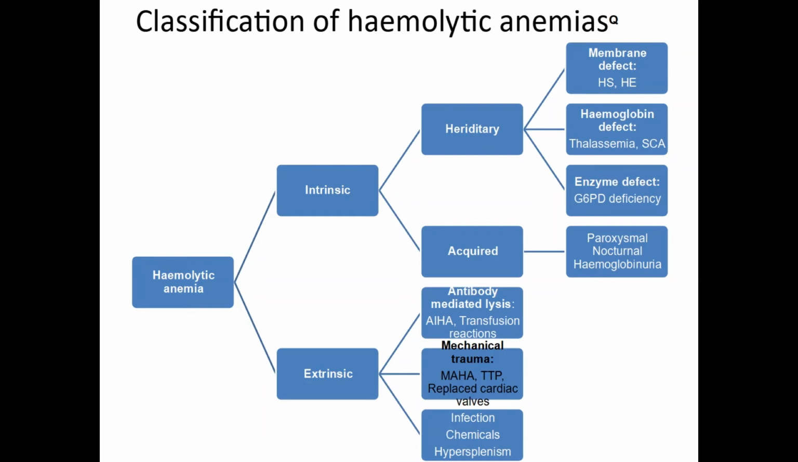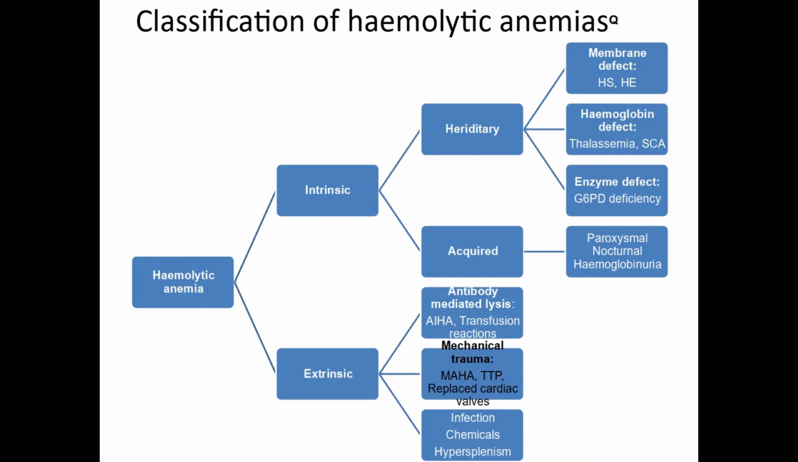It could be due to hemoglobin defect, examples for which are thalassemia and sickle cell anemia. Or it could be due to an enzyme defect within the RBC, an example for which is glucose 6-phosphate dehydrogenase enzyme deficiency. Under the acquired causes, one important disease is called paroxysmal nocturnal hemoglobinuria, or PNH.